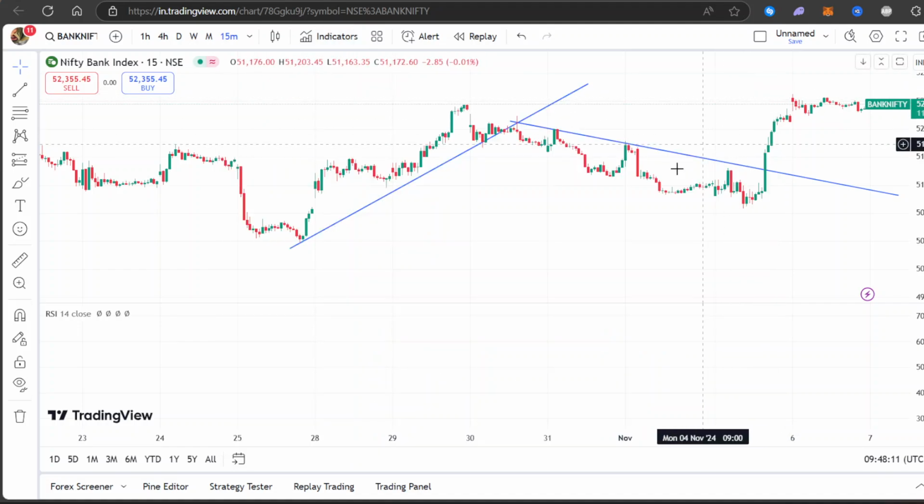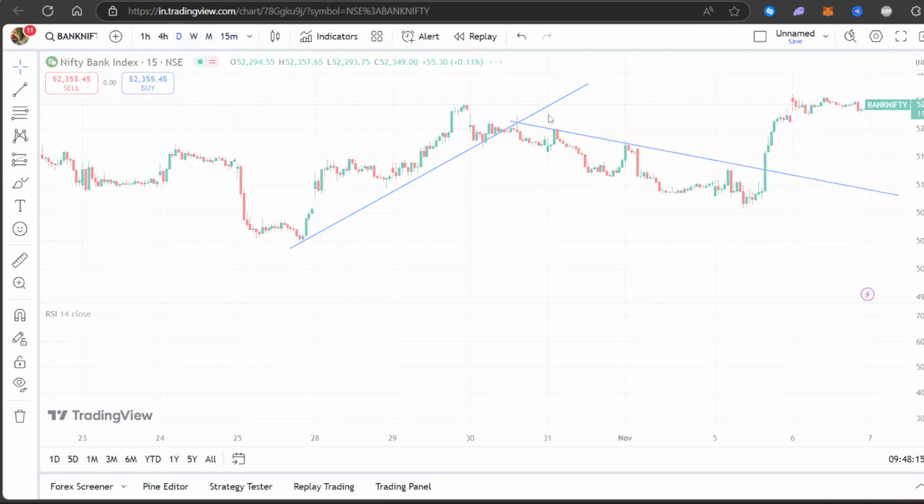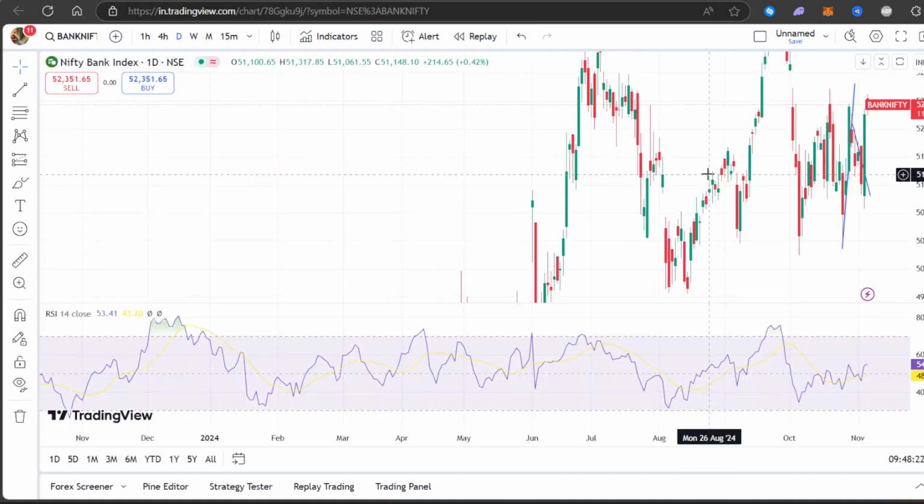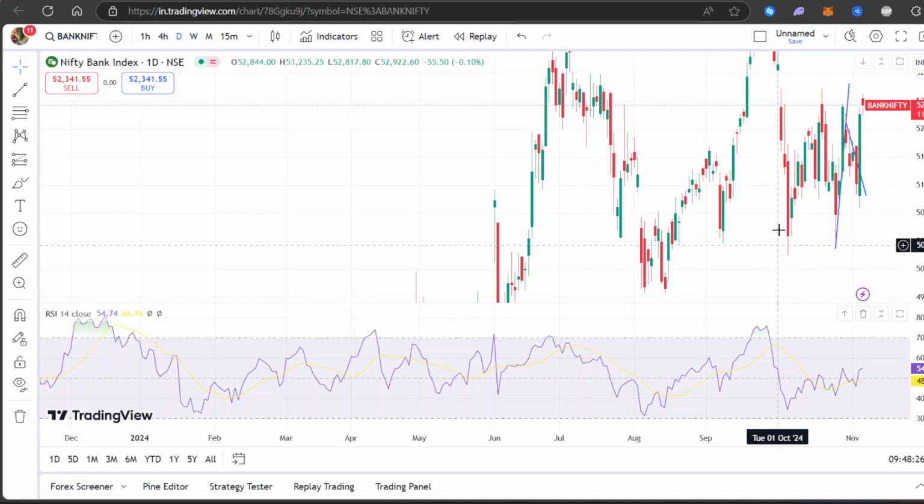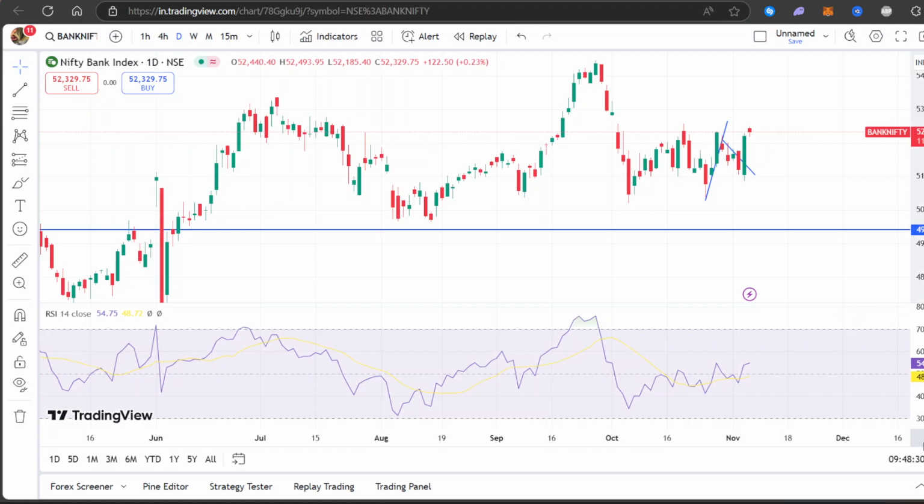Okay, now the RSI is a momentum oscillator. It ranges from 0 to 100, as we can see, from 0 to 100.